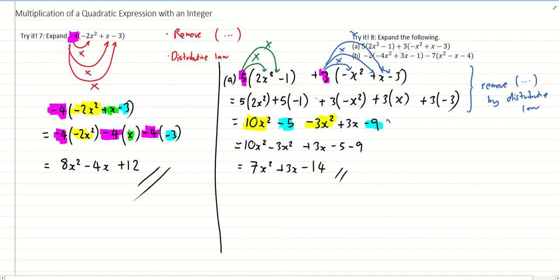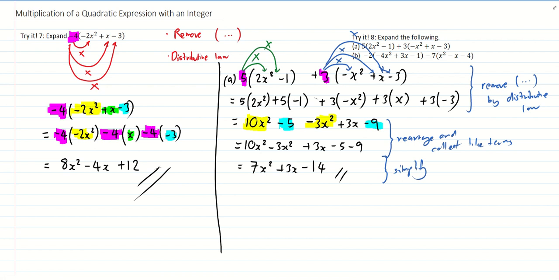And after that, we just need to rearrange and collect the like terms so that we can simplify over here. All right, so that's it, basically. Nothing much to it. Okay, we'll take a look at part B. Part B also does the same thing.